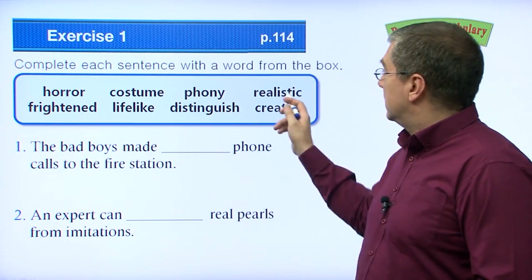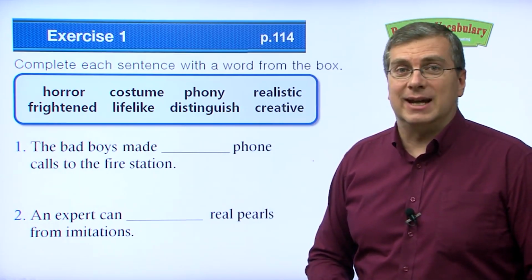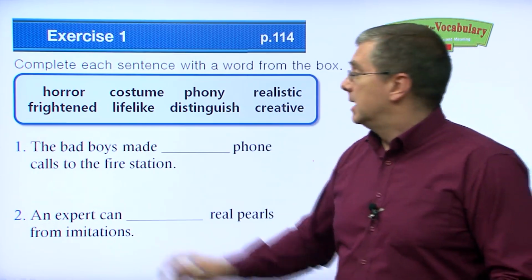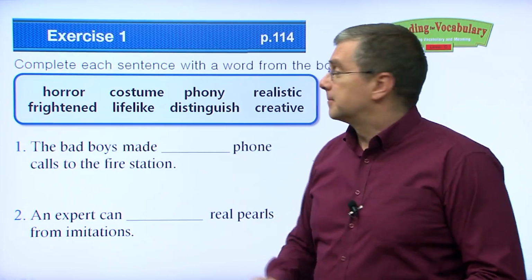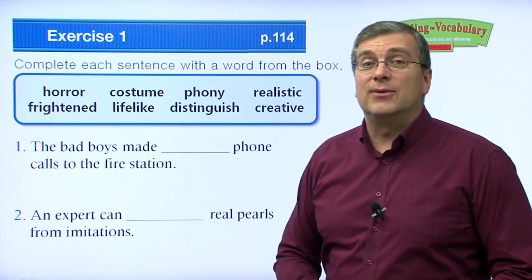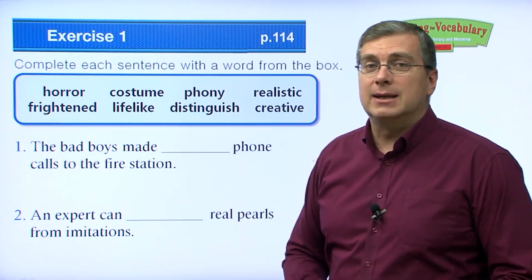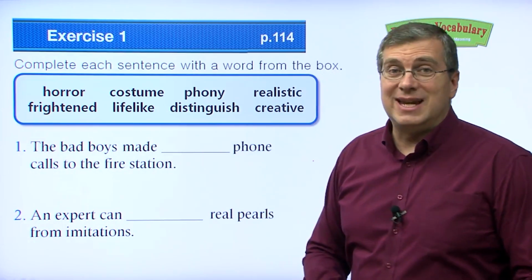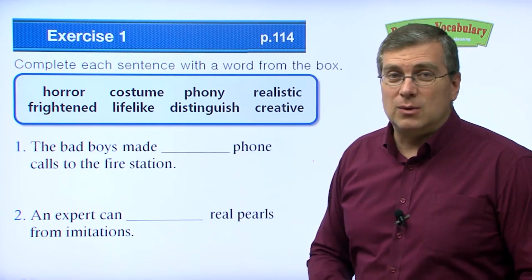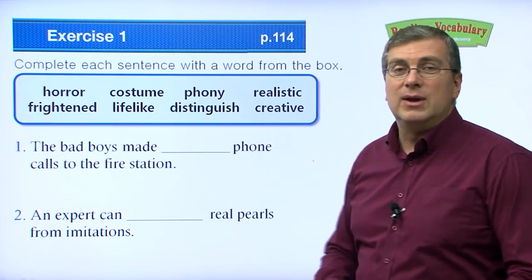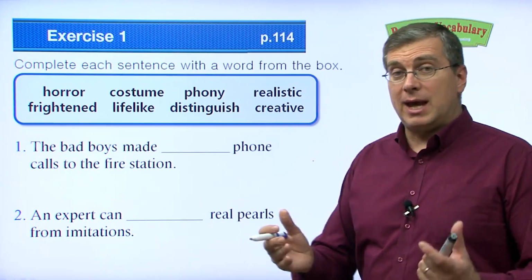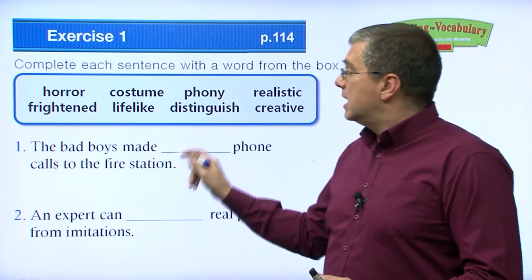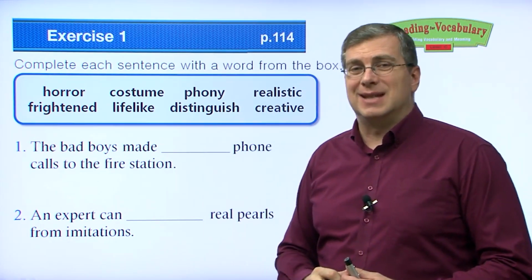Phony. Next, we have realistic. Realistic. Next is frightened. Frightened. Next is lifelike. Lifelike. And distinguish. Distinguish. Finally, we have creative. Creative. Okay, those are the words in the box. Let's see where they go in the sentences.